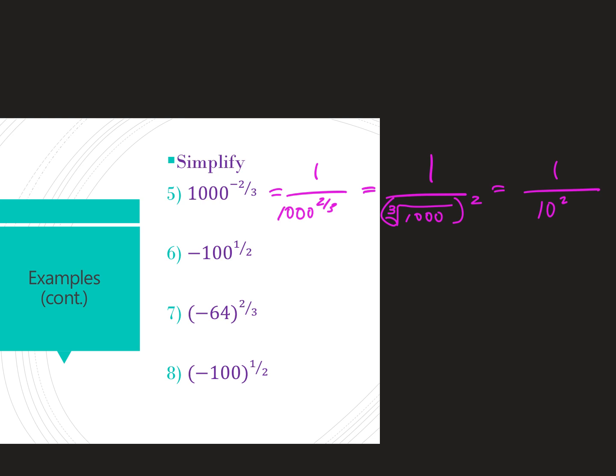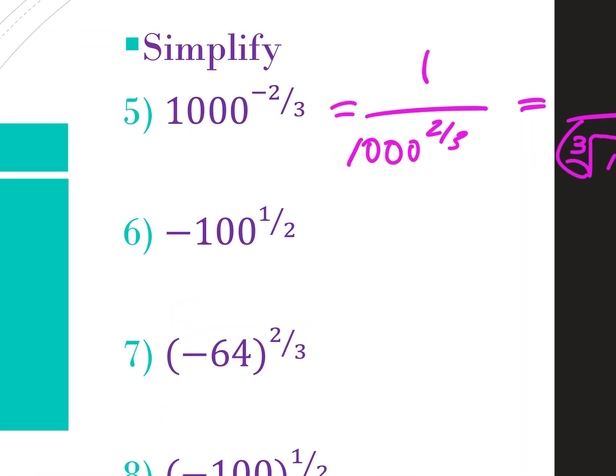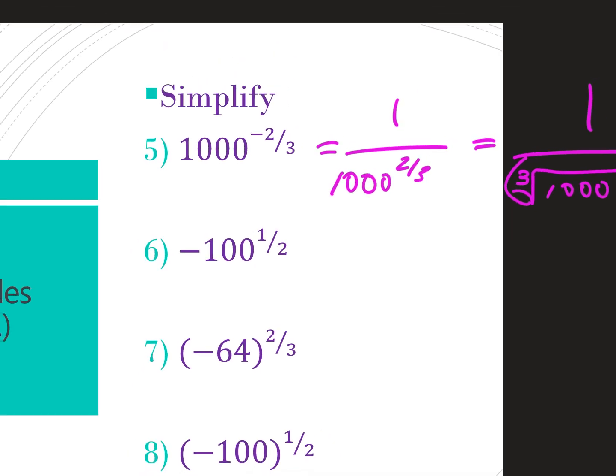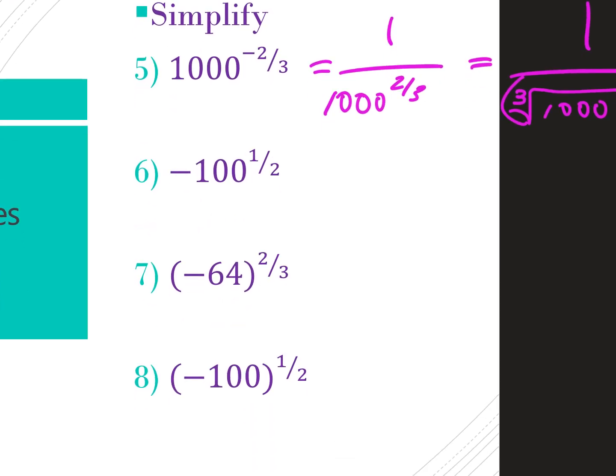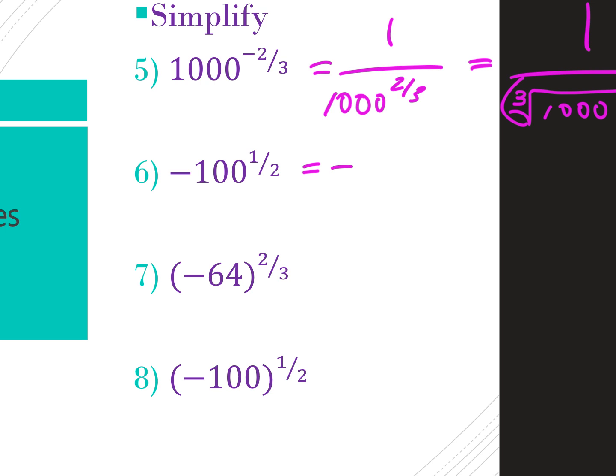All right, number 6. Number 6 says negative 100 to the 1/2 power. Is that a negative exponent? Do I need to turn this into a fraction or anything? No. Sorry, my bad, I was confusing 6 and 8. What do we do first if we're evaluating, guys? Exponents, right? So I have a negative out in front, correct? And then I have the square root of 100, correct? So this becomes negative 10.